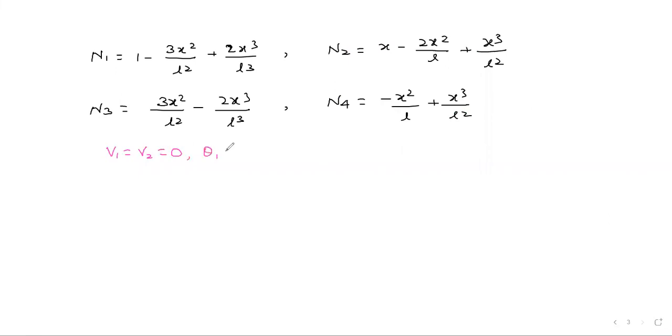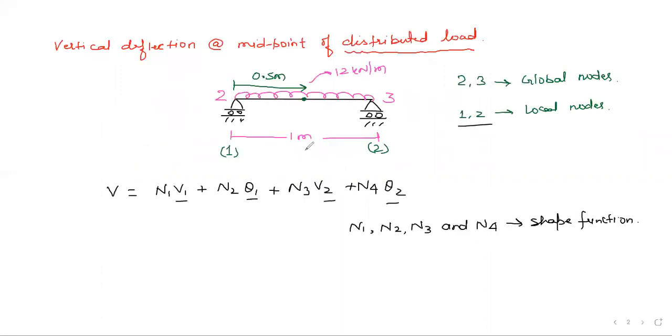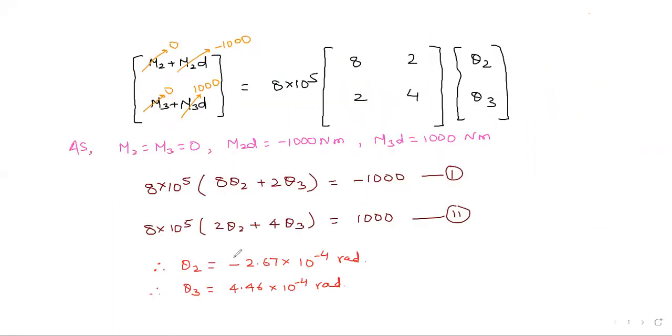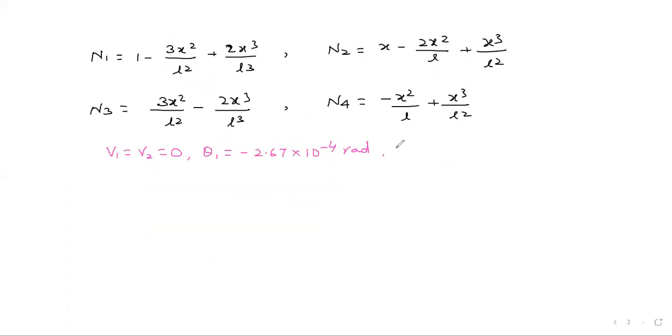Theta 1 value we have already calculated in the previous sheet: minus 2.67 into 10 to the power minus 4 radian. Actually, I have converted node 2 into node 1, so this becomes theta 1 only. We have also calculated the theta 2 value: 4.46 into 10 to the power minus 4 radian.